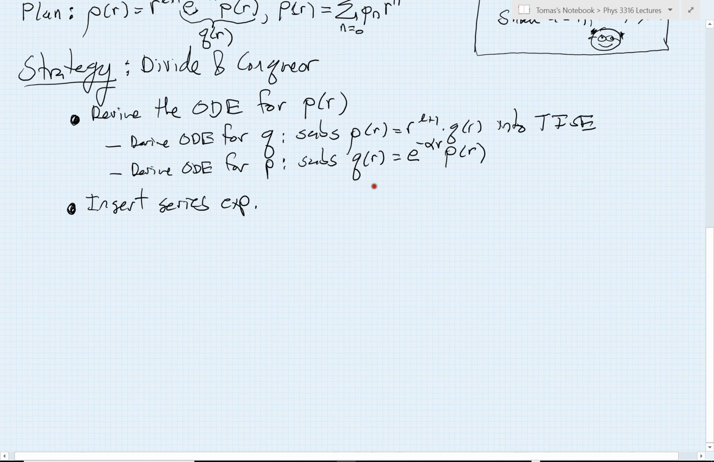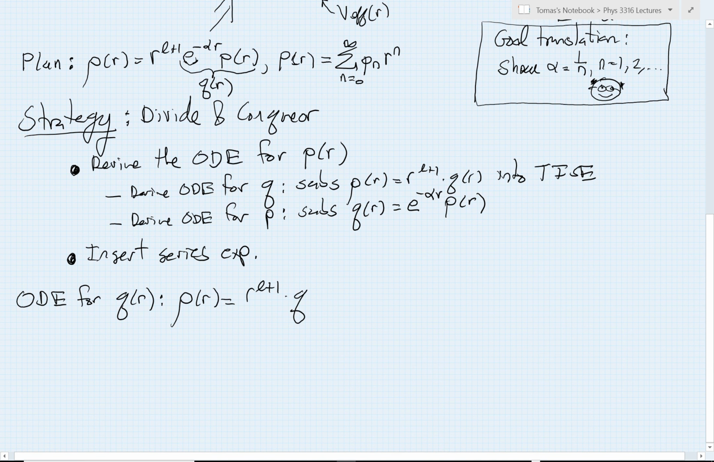So let's start right off then with the first step. We want to determine the ordinary differential equation for Q of R. And again, just to remind ourselves, the strategy is to use the fact that rho of R is equal to R to the L plus 1 times Q. Now I'd like you to notice that I'm not going to keep writing the fact that rho and Q are functions of R. I think we know that from context, and this is going to help minimize the writing.